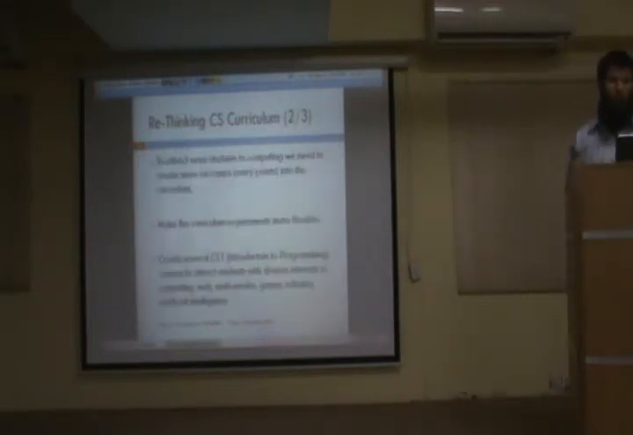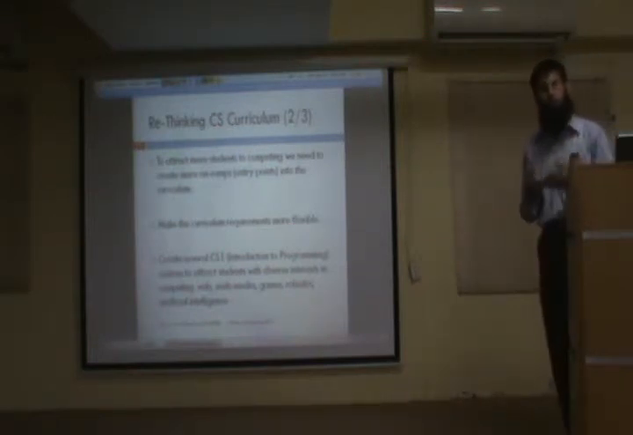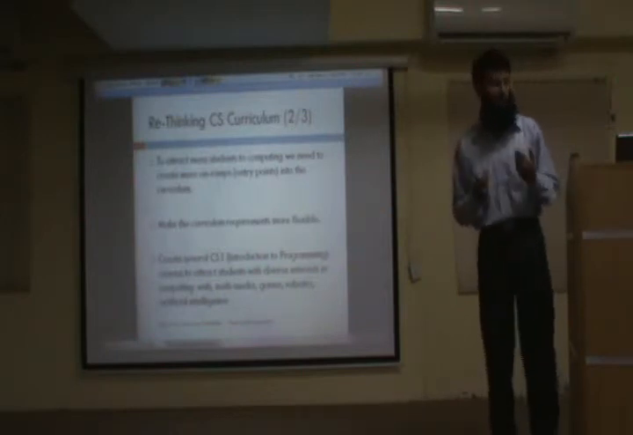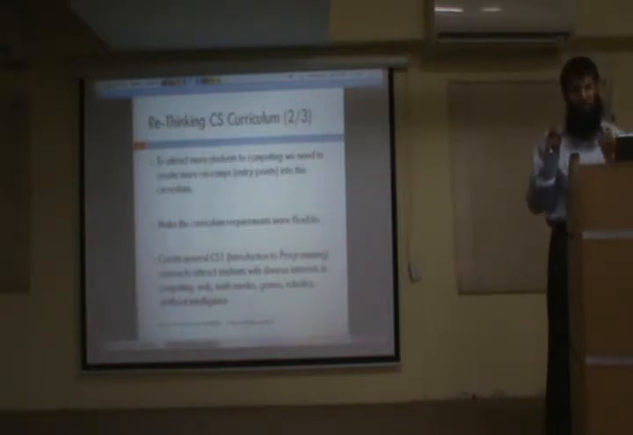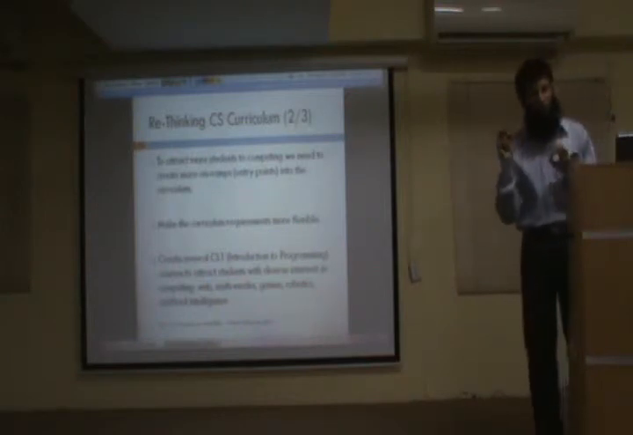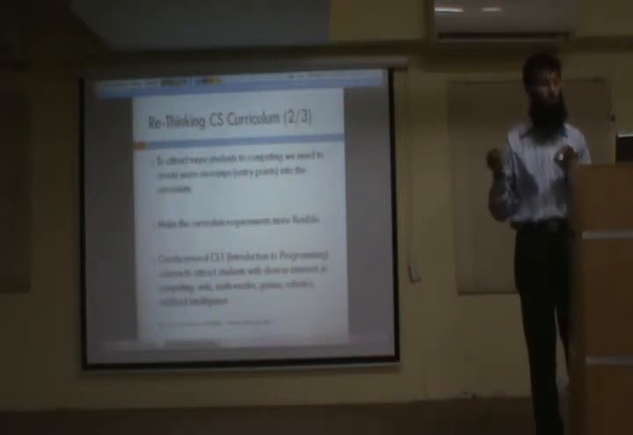To attract more students to computing, we need to create more entry points into the curriculum. So we should have not only programming, more than that. Make curriculum requirements more flexible. Create several CS1 courses to attract students with diverse interests in computing. So there should be many small things in an ICS course. For example, a little bit about the web. I'm talking about the ICS course.